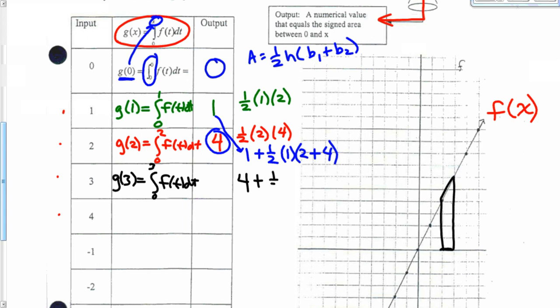So I'm going to add 1/2. The height of my trapezoid is 1. Base 1 should be 4: 1, 2, 3, 4. And base 2, I believe, is 6: 1, 2, 3, 4, 5, 6. So that's really 4 plus half of 10. So 4 plus 5, which is 9. So again, g of 4. I would like for you to find g of 4, so pause the video now, please.